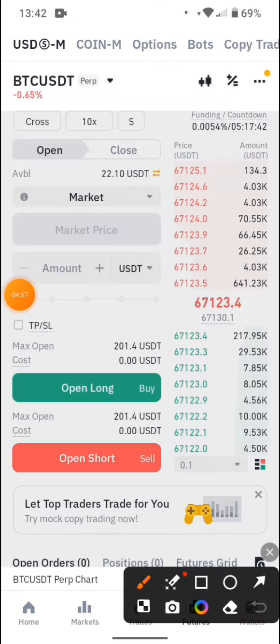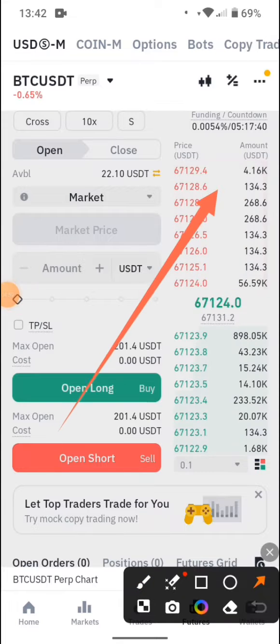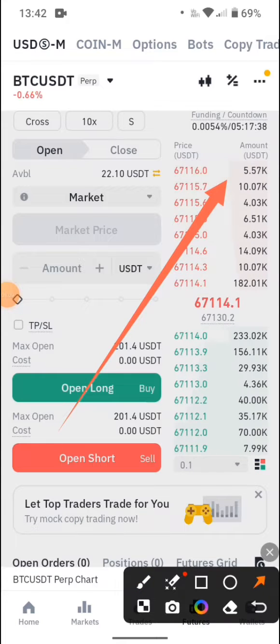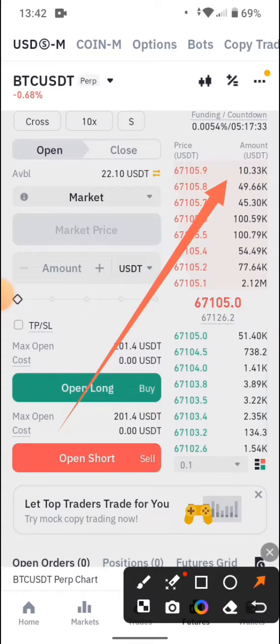I'll explain the interface slowly. These areas you are seeing currently are the people that are selling BTC, sorry, they are shorting. When we say they are shorting, it basically means they are selling. They are saying the price of Bitcoin is going to go down.